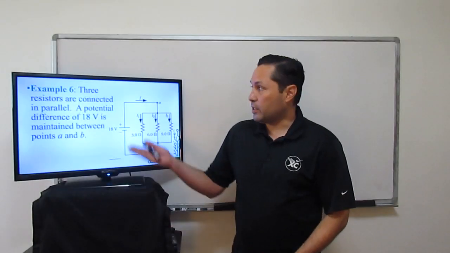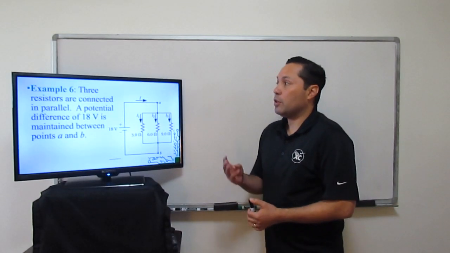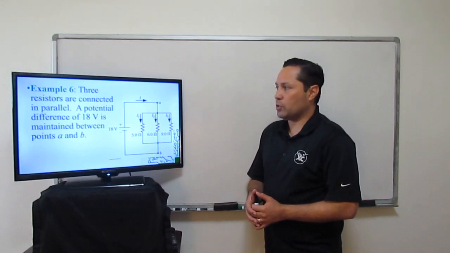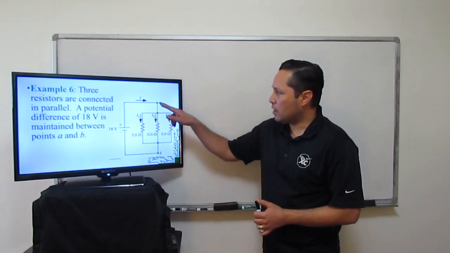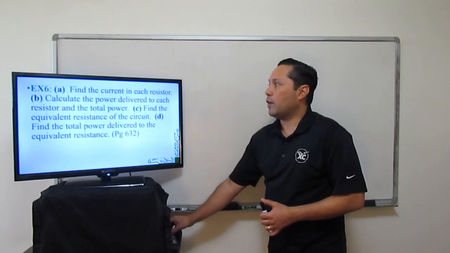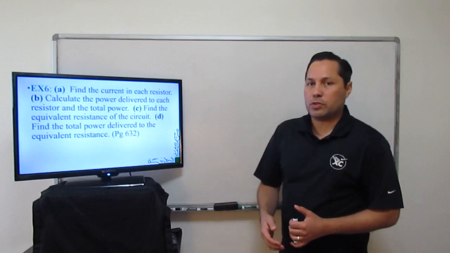Let's go ahead and take a look at example 6. We're asked the following. 3 resistors are connected in parallel. A potential difference of 18 volts is maintained between point A and point B. Now they ask us the following questions. Find the current in each of the resistors.